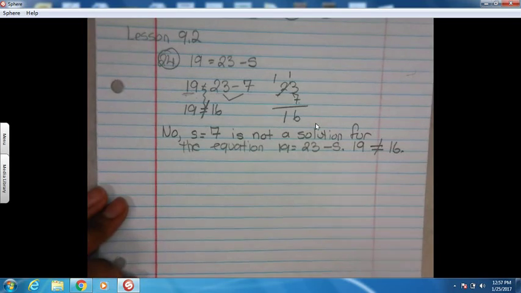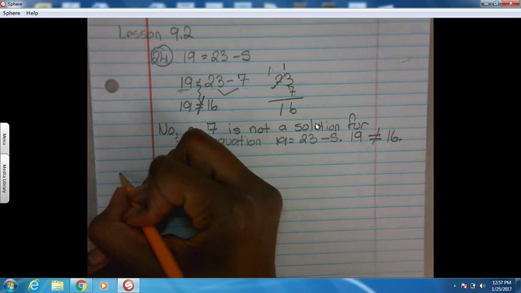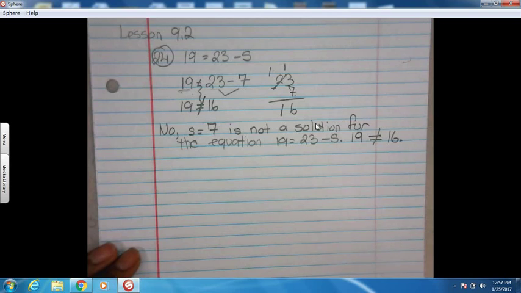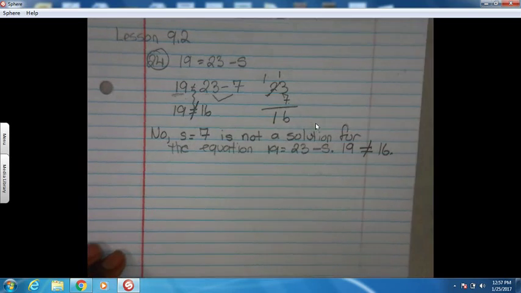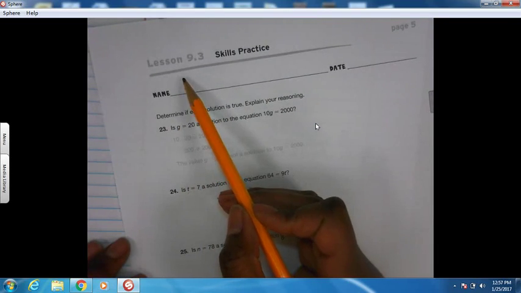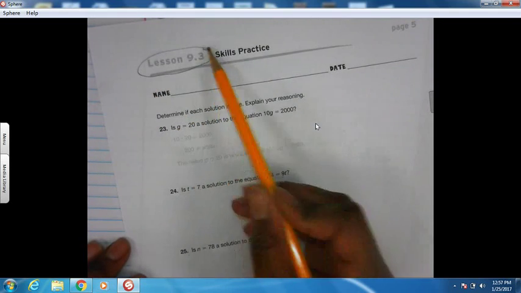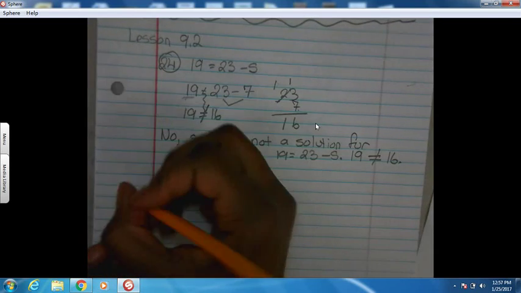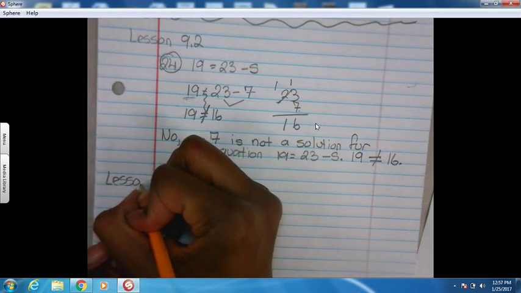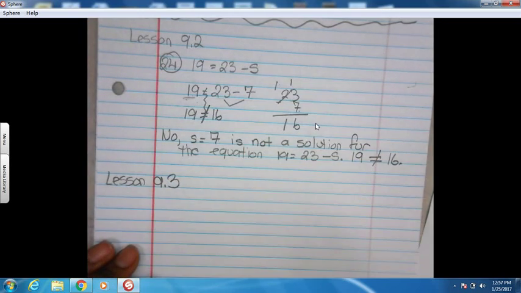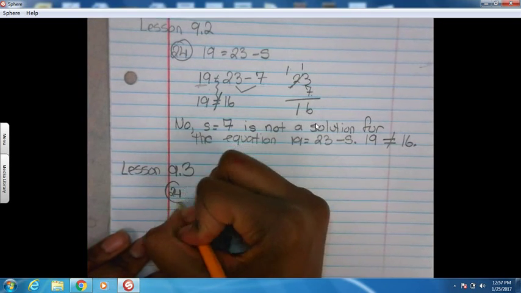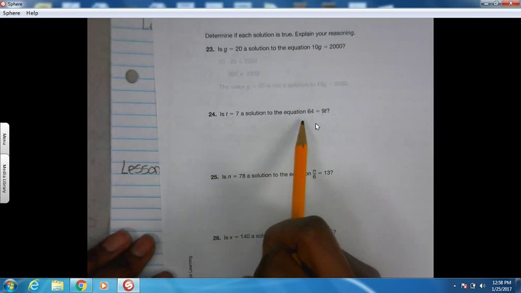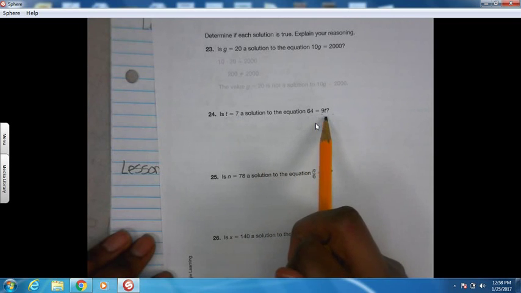All right, now let's take a look at, we're going to skip around. I just want to make sure that you have all the support you need. Look at the side of your paper that says lesson 9.3. Mine is much bigger than yours, but that's okay. So we're looking at lesson 9.3. And we're going to focus on question 24. And for question 24, it says, is t equals 7 a solution to the equation 64 equals 9t?